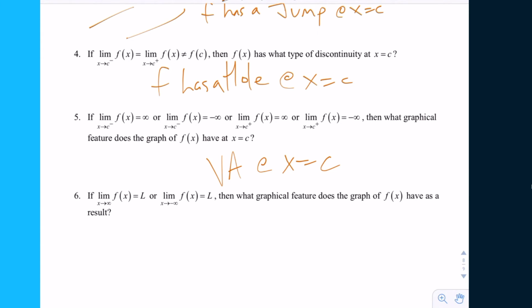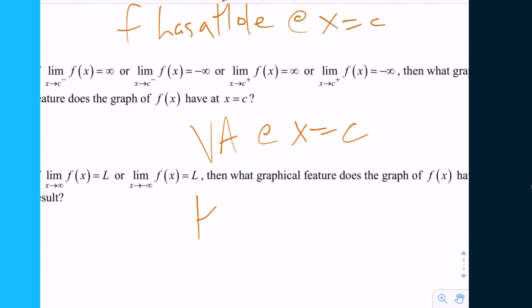All right, then the last one here. If the limit as x goes to infinity equals L, or negative infinity equals L, what graphical feature do we have as a result? Horizontal asymptote at y equals L. Is there a proper name for the horizontal asymptote, like non-removable, infinite? No, it's not a discontinuity.